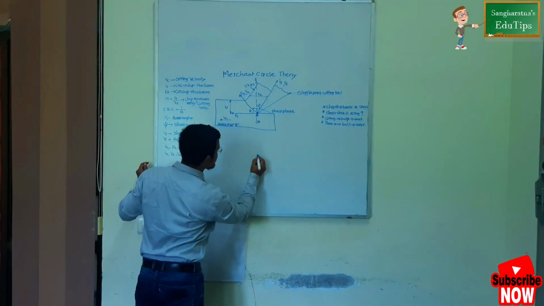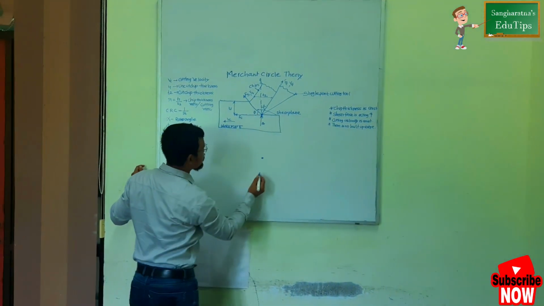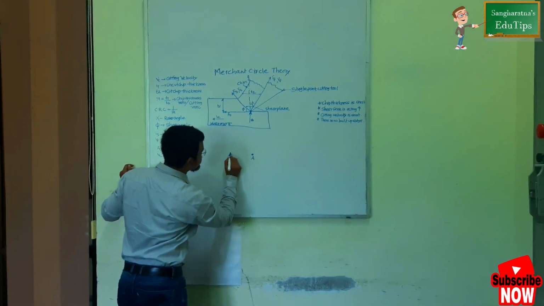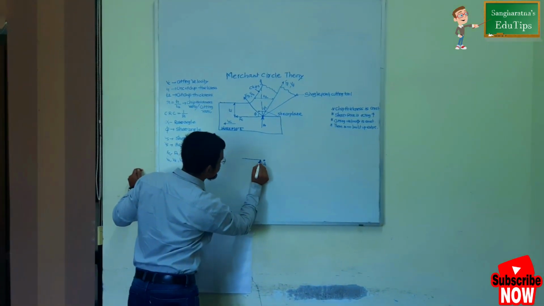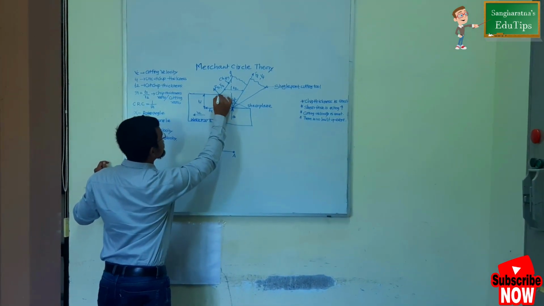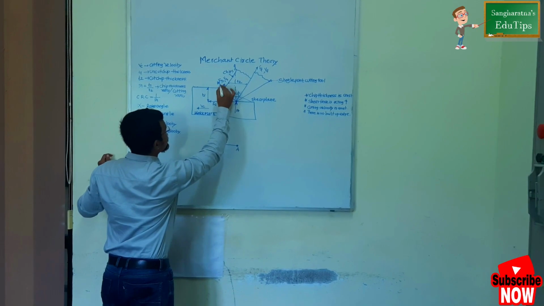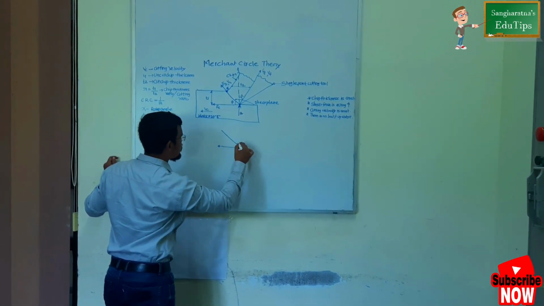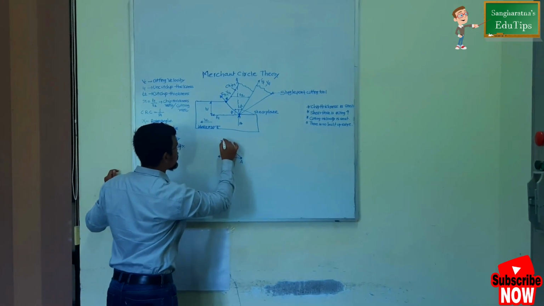I am assuming one point here, that is point A. Initially I focus on this point A. From that we are able to see the horizontal direction. This other point also plays an important role, so I am calling it point B.